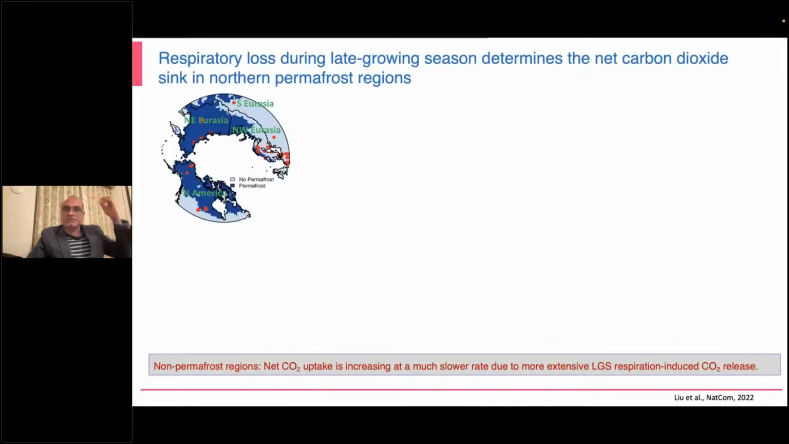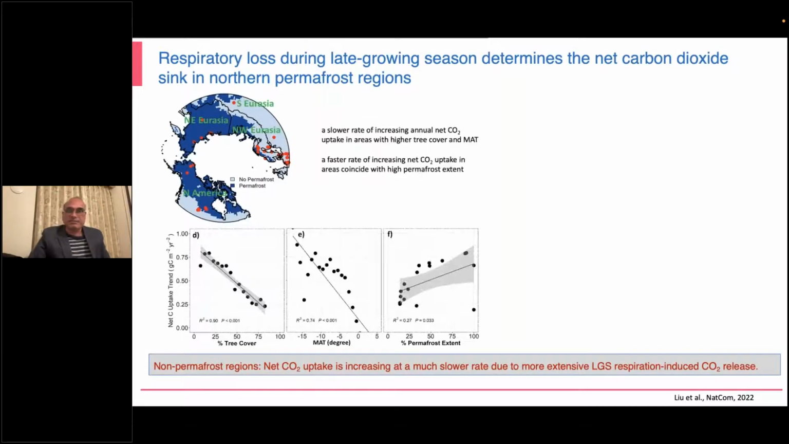So one of the things we just recently did was look at how the signal of CO2 behaves in the high latitudes, for example, the permafrost region, or the non-permafrost regions in the Arctic. So here the blue area is the permafrost region, and the green and light blue area is the non-permafrost region. So then how is the CO2 flux changing, for example, in this area?